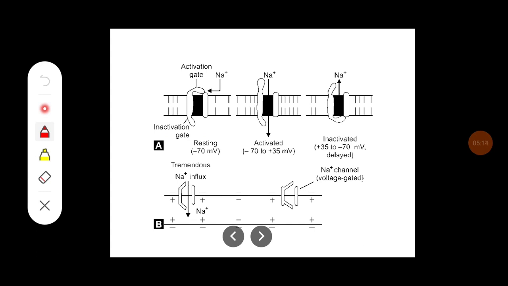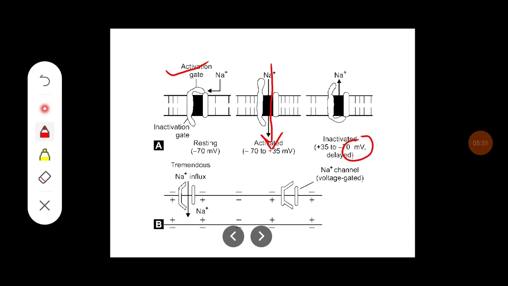You can see, when the voltage gated sodium channels activate, the activation gate opens, so that is why sodium moves inside. At plus 30 millivolts, the inactivation gate is going to close, and that is going to limit the entry of sodium, and it is not going to open until the membrane potential returns back to resting membrane potential.